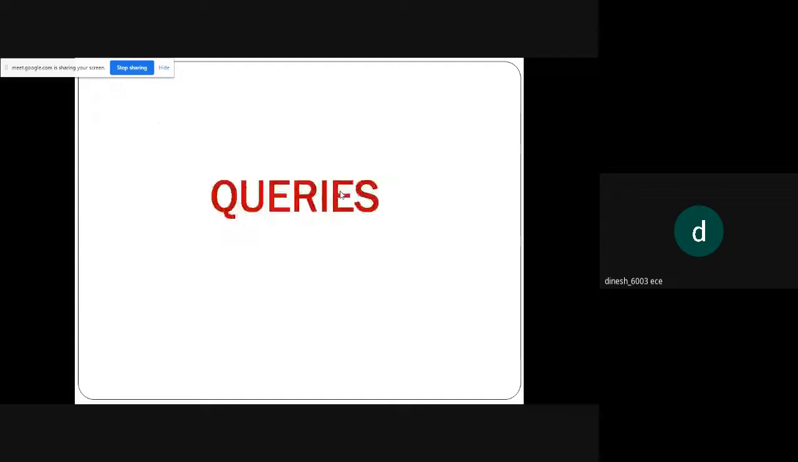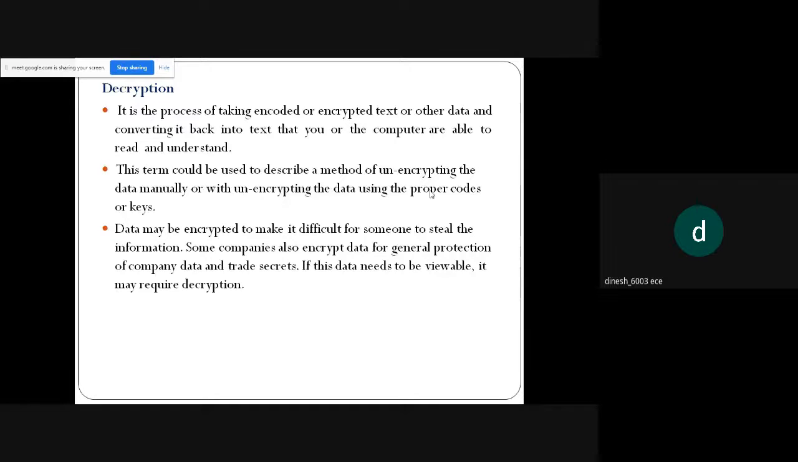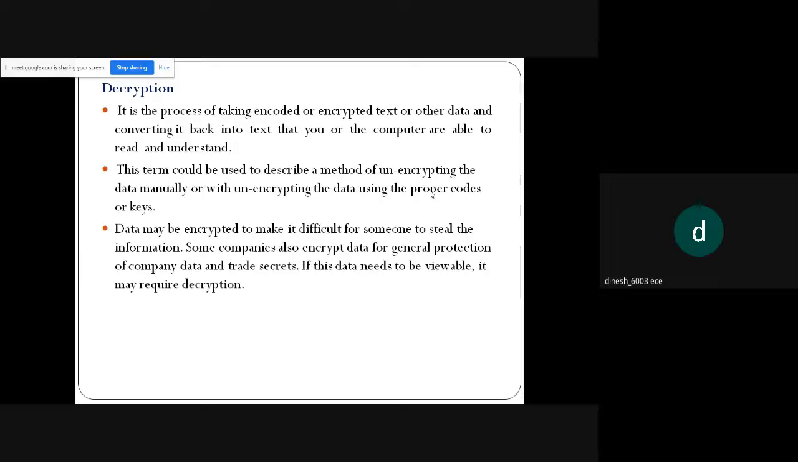The decryption process is taking encoded or encrypted text or other data and converting it back to text that you require or that the computer is able to read and understand. This term could be used to describe a method of unencrypting the data manually, or with the proper channel codes. Data may be encrypted to make it difficult for someone to steal the information. Some companies also provide encrypted data for general protection of company data and top trade secrets. If this data needs to be viewable, it may require a decryption code, which could be provided by the corresponding vendors.